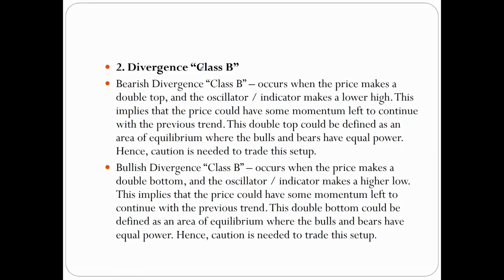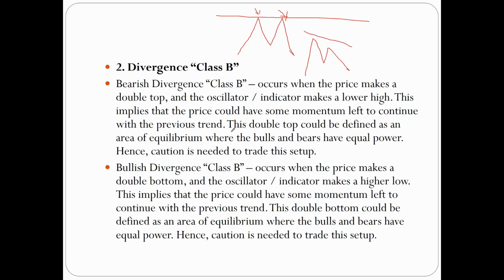Now what is class B divergence? It occurs when the price makes a double top and the oscillator makes a lower high. That means the price has made a double top and the oscillator has made a lower high.